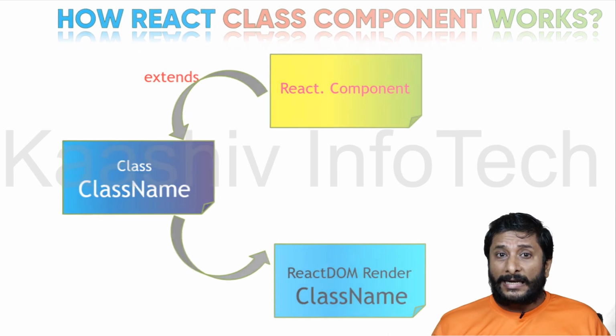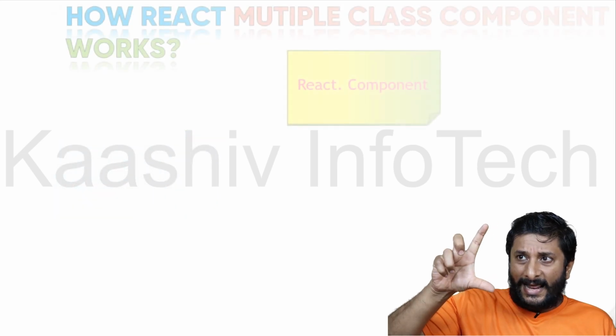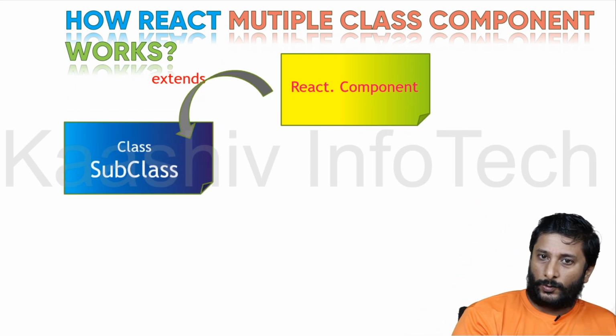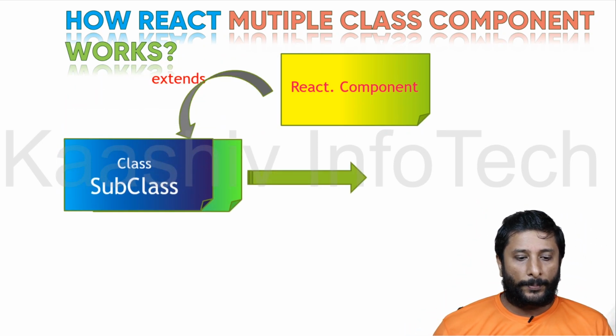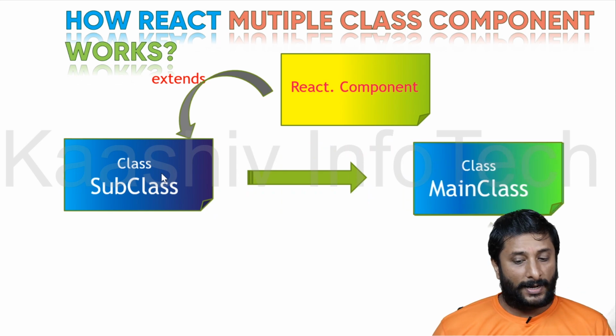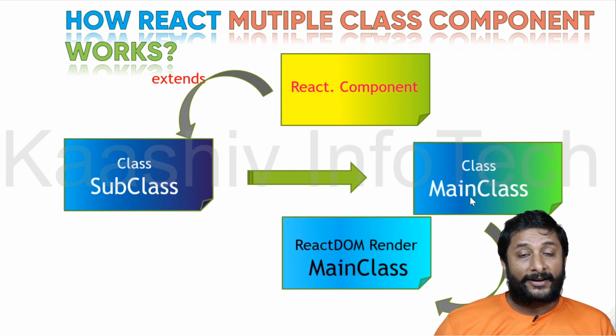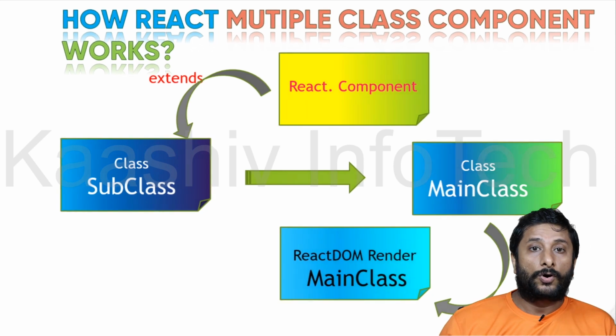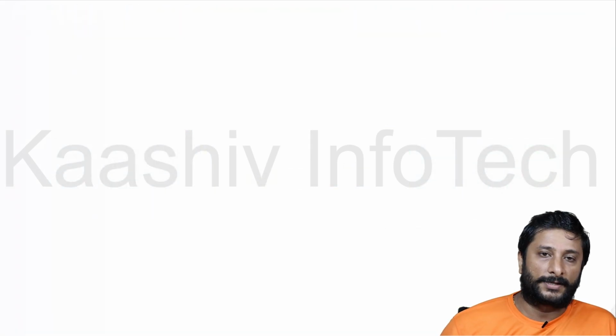If we talk about multiple classes, it's very simple. A class, a subclass, a child class will be there. Using the main class, render it. So I got the React component, you got the classes, a class, a subclass, you got the main class, and ReactDOM.render renders the main class. That is how multiple class components work.